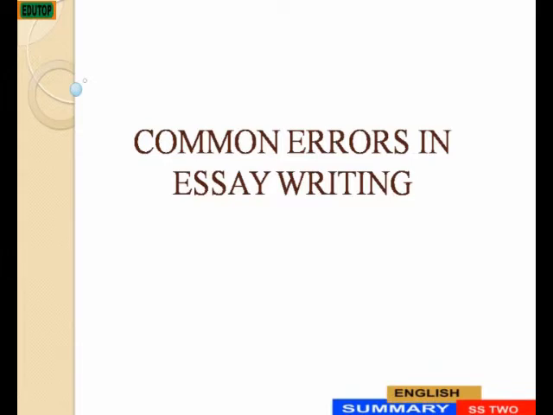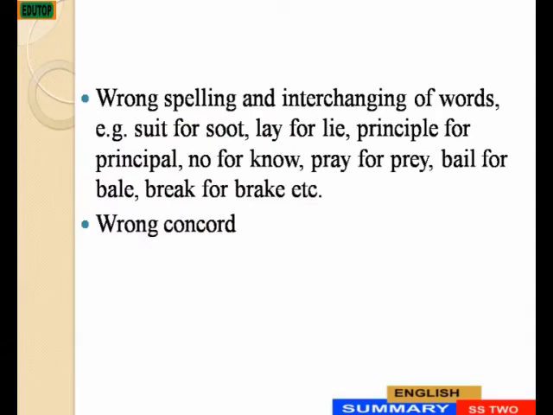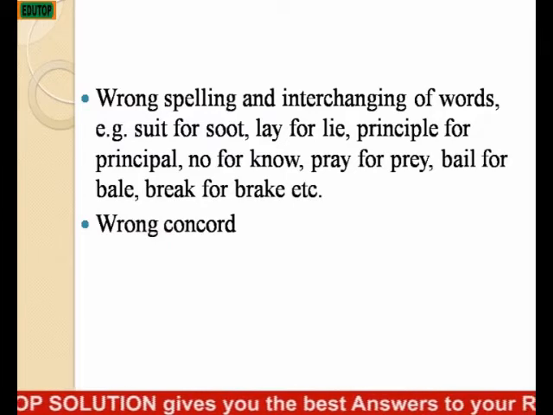So under wrong spellings and interchanging of words, we have some students writing another word for what they intend to write. Examples, we can have something like suit for soot. These words are homophones. They are pronounced in the same manner, but they mean different things. So we have a number of them. Lay for lie, principle for principal, no for know, pray for prey, bail for bale, break for brake, and so on. We have a list of them.